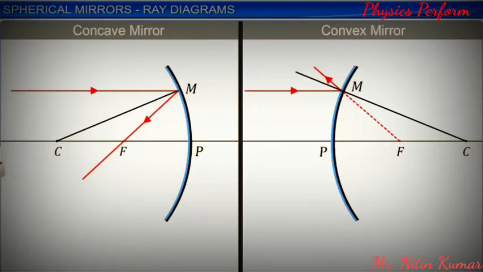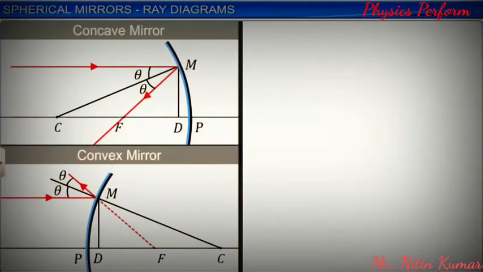If the angle of incidence is theta, then the angle of reflection is also equal to theta. Let MD be the perpendicular to the principal axis through M. Using basic laws of geometry, we can write that angle MCD is equal to theta and the angle MFD is equal to 2 theta.